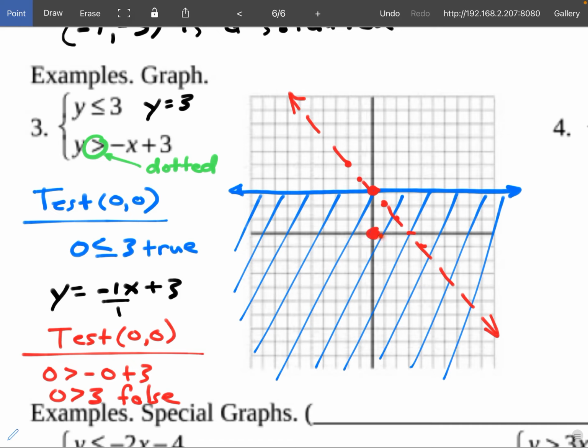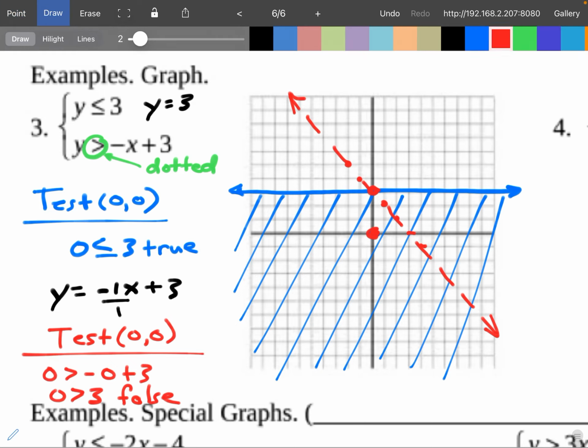By the way, on that first one, I forgot to write that this one was true, wasn't it? I forgot. I said it, but I didn't write it. So when we tested 0, 0 in the first or the top inequality, it was true. But when we tested 0, comma 0 in the second inequality, it was false. So if I pick the point here, right here at 0, comma 0, and it made a false statement, then which side do I shade? The top, right? Yeah, I shade the other side.